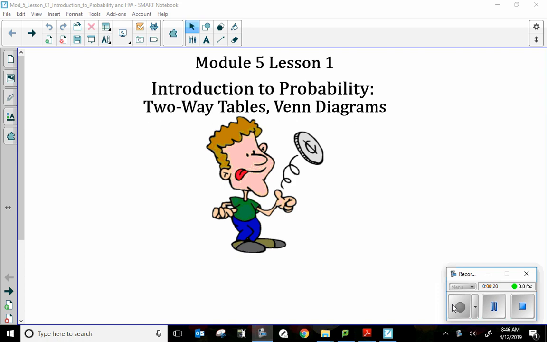Oh, fantastic. Number two, we are starting Module 5, which is the very last unit we do before we start reviewing for finals. So let's just jump right in. We are going to start with Unit 5, Lesson 1. This is an intro to probability. A lot of this stuff should be really familiar to you. Some stuff may be new, but let's dive right in.